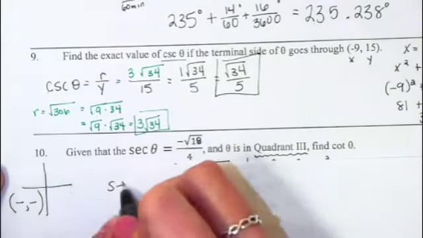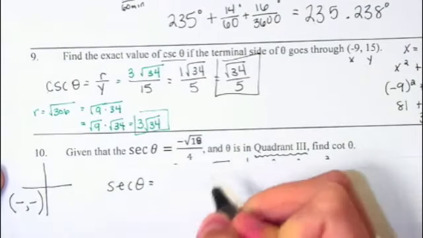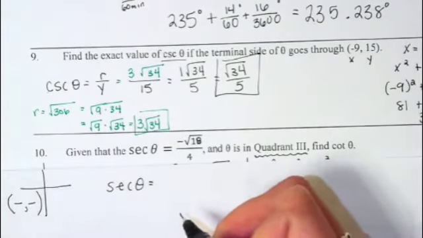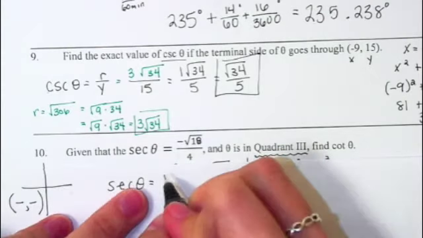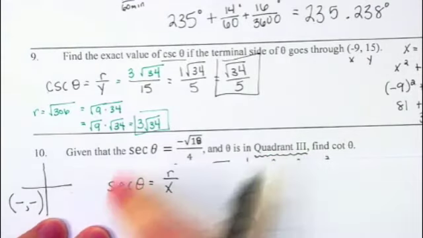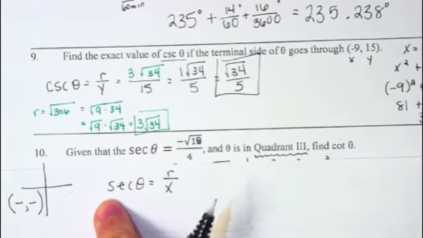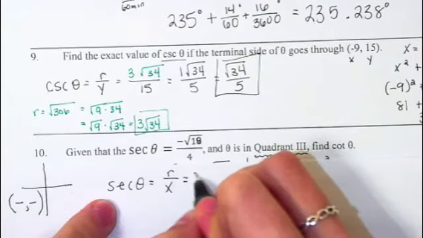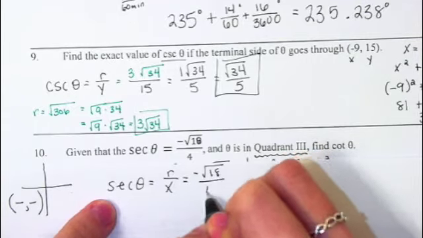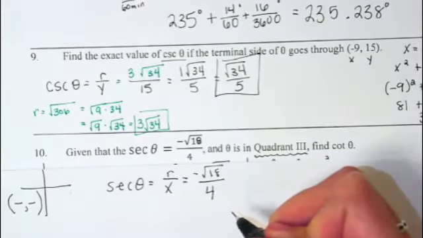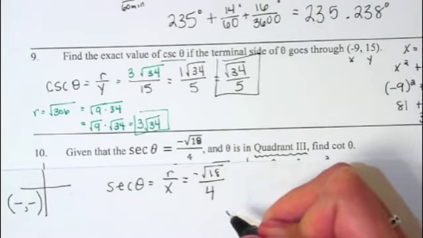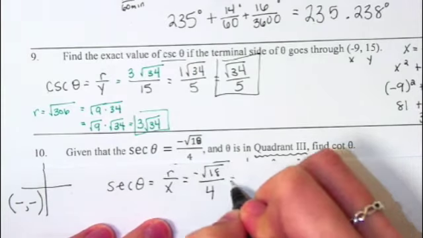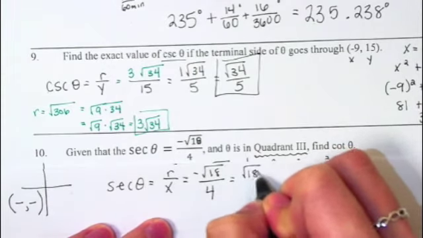I also know that secant of theta is this value here. Before I get to that, I know that in general, secant of theta is r over x, the reciprocal of cosine, the one that doesn't start with a c. So if that's r over x, and it's negative square root of 18 over 4, I have to figure out where that negative is going. I know that the radius can never be negative. The radius has to be positive. So that means that that negative is actually on the bottom.